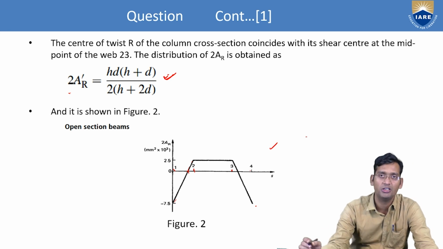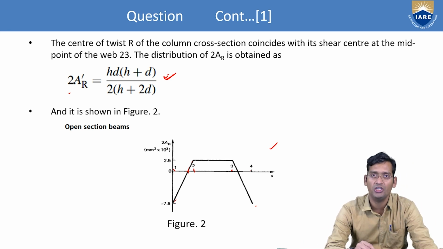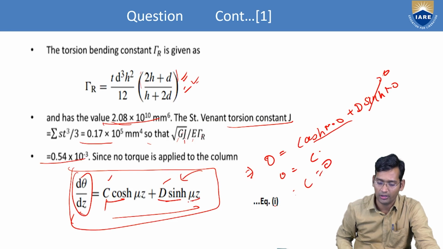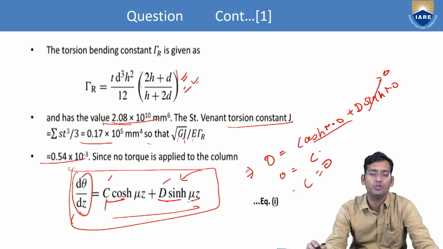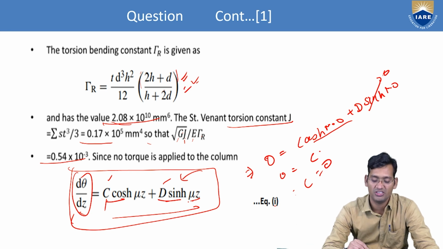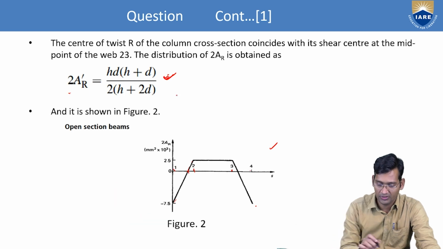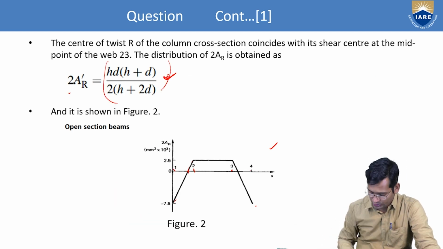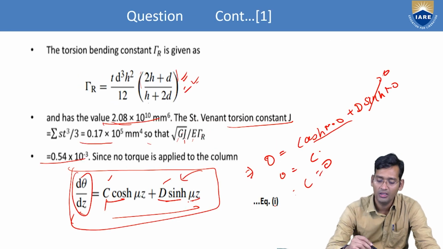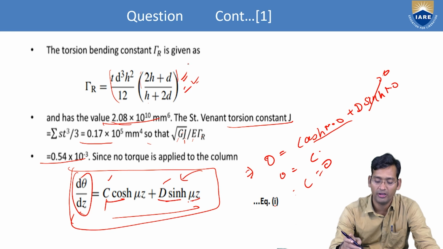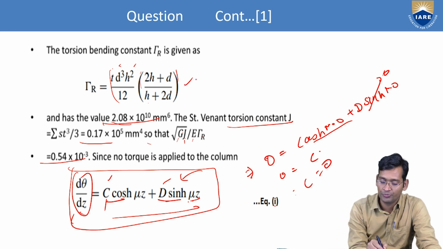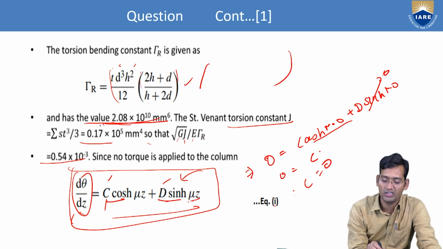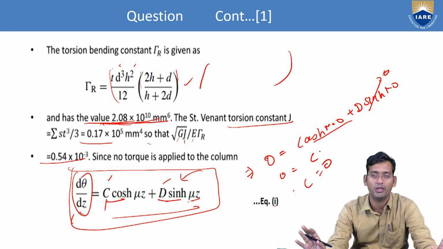So let's apply. First find 2AR dash. Now 2AR dash is HD into H plus D by 2 into H plus D, which we already saw for this type of sum, so we directly use it here. So tau R equals T DQ H square by 2L into 2H plus D by H plus D. After putting that value in tau R, everything is given: T, D and H. So just substitute all the values here, and you will get the value of tau R as 2.08 into 10 to the power 10 mm power 6.